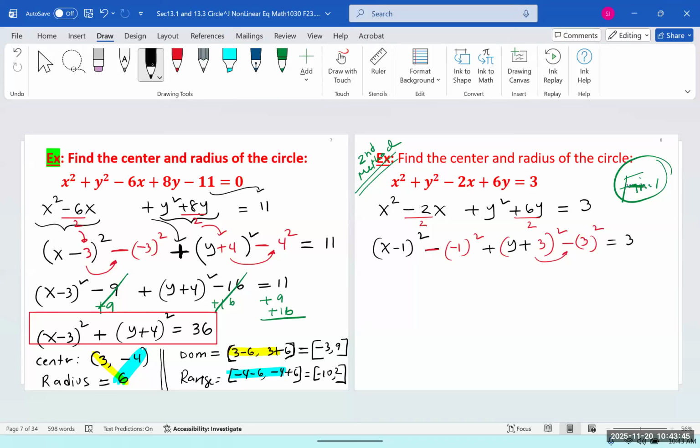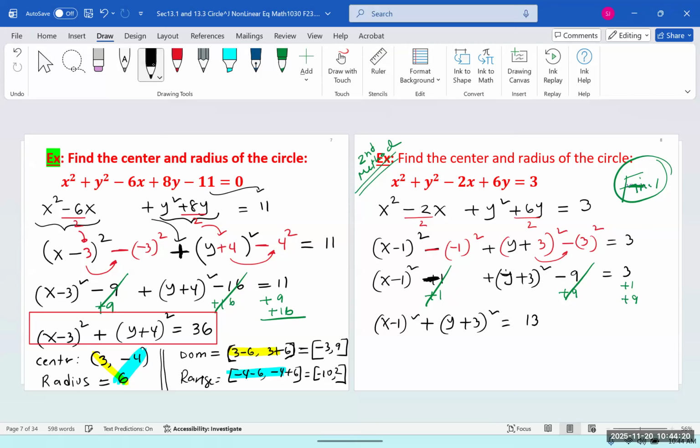Simplify the numbers into 1 and 9, and then add that to 3. It's x minus 1 squared minus 1, y plus 3 squared minus 9, equals 3, so plus 1 plus 9. So x minus 1 squared plus y plus 3 squared equals 13. So what's the center?